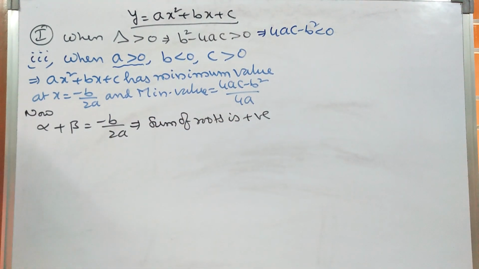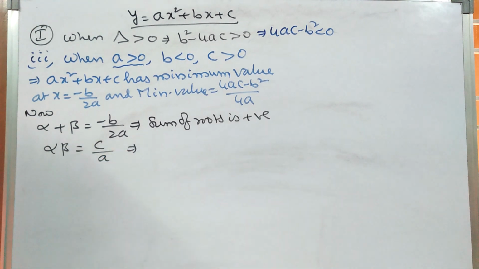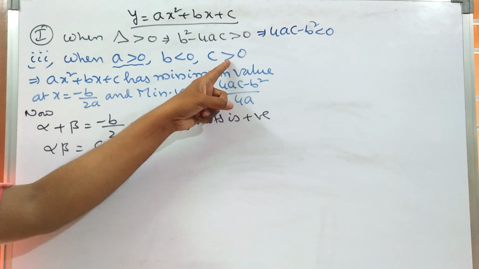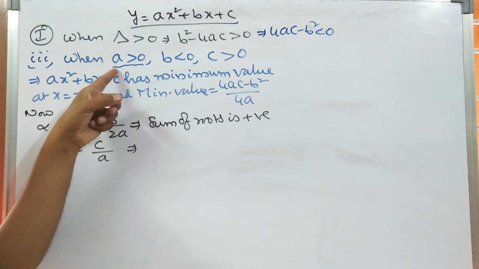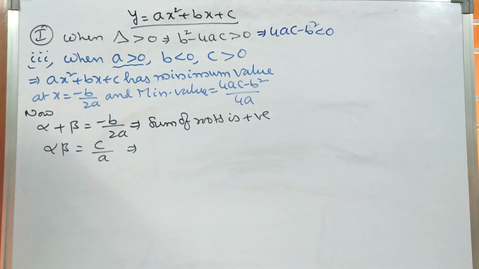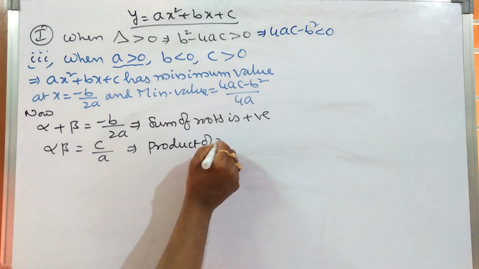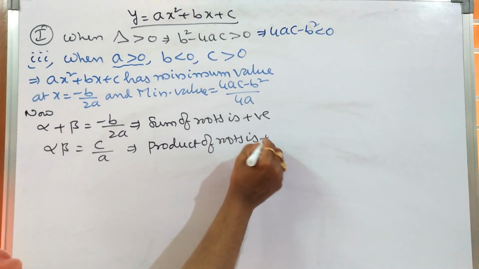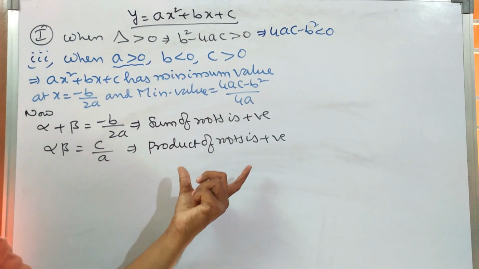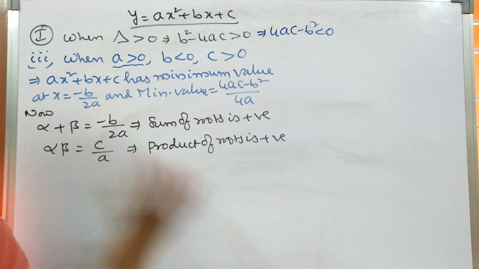Let us see the product of the roots, alpha beta. What is alpha beta? C by a, the product of the roots. C is greater than 0, a is greater than 0, c is positive, a is positive. That means positive or not? The product of roots is positive. I told you already, product of the roots positive means both the roots have the same sign, either negative or positive.